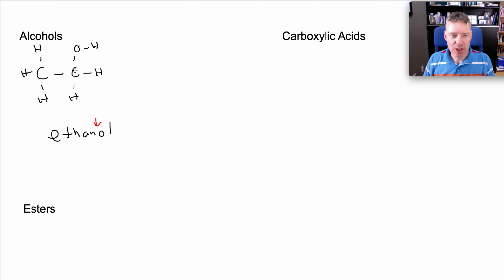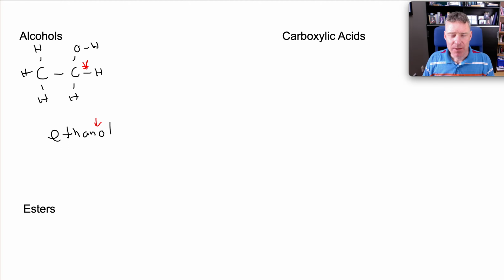In this case we don't, because this is at an end position, and in this particular small molecule, either carbon would be at an end. So this is kind of ethane 1-ol, but we drop the 1 because it has to be at the end. There's no need for the number 1.